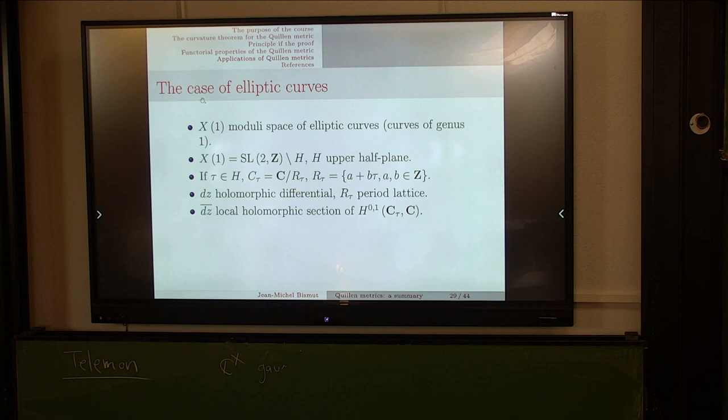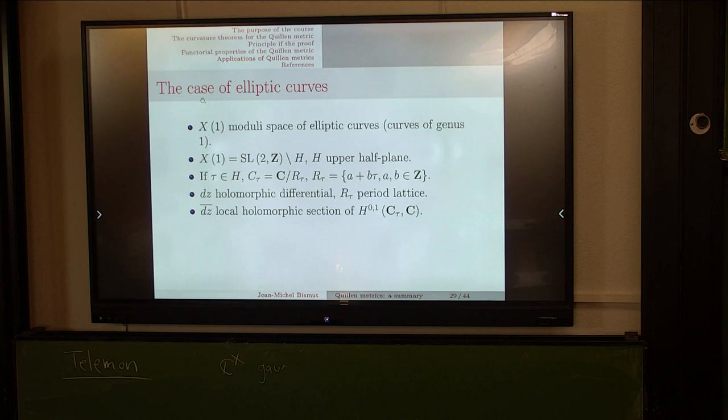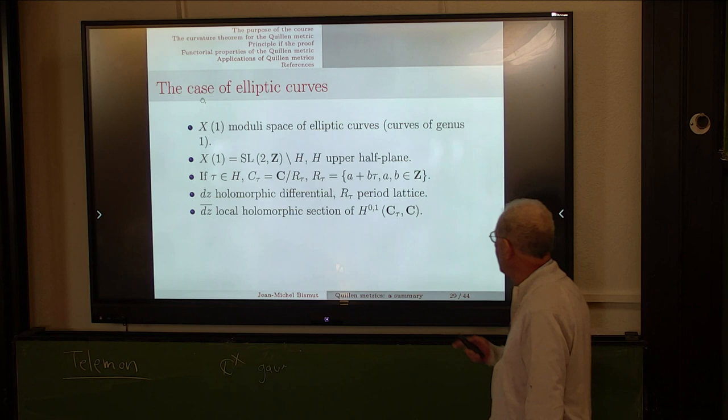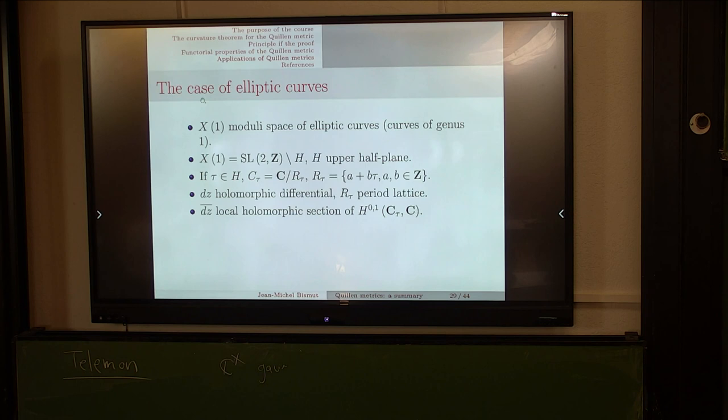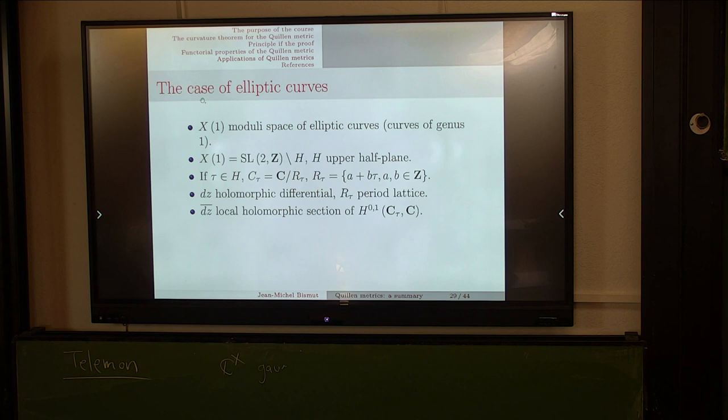So if you take dz bar, this gives you a local section. I will essentially work on the open set inside of X of 1. I would avoid the boundary of X of 1. So dz bar is a local holomorphic section of H01 of C tau, with this coefficient in C. So you view this dz bar, again, over the space of tau.